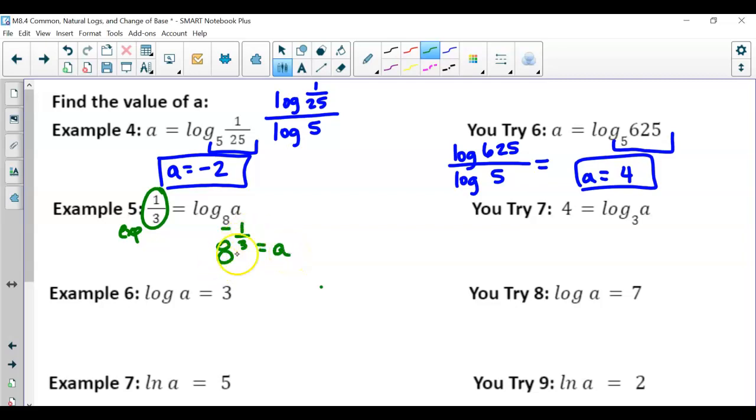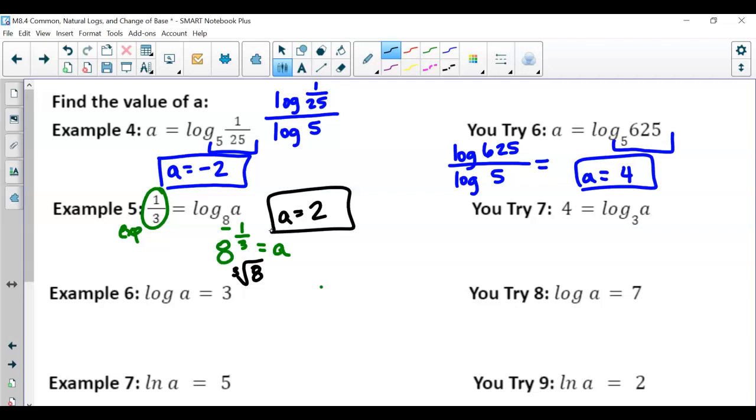And so really, you can just put that in the calculator, right? Solving for a. Now, also, this is the same as, remember, if this is a 1/3 power, cubed root of 8. So all the same, a to the 1/3 power or cubed root of 8, and a is equal to 2. So go ahead and pause the video and try this. You try 7 on your own.